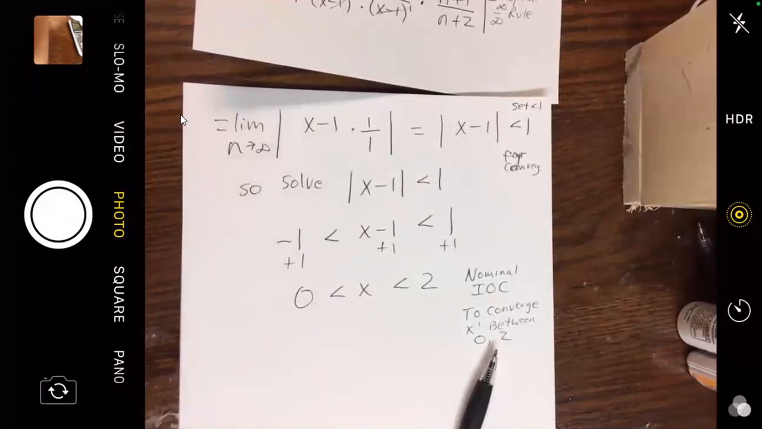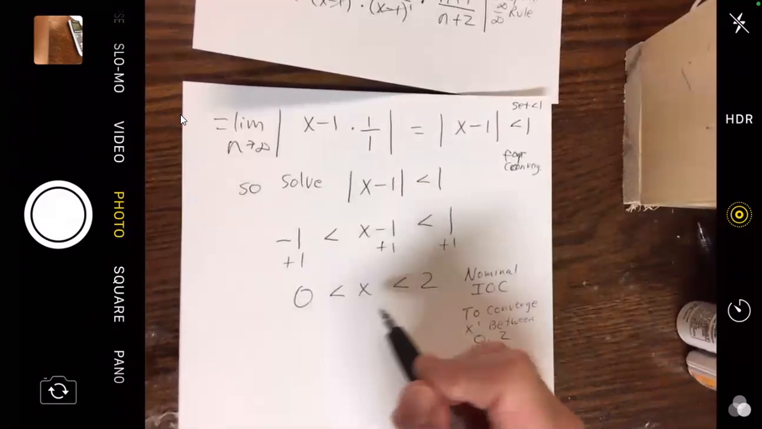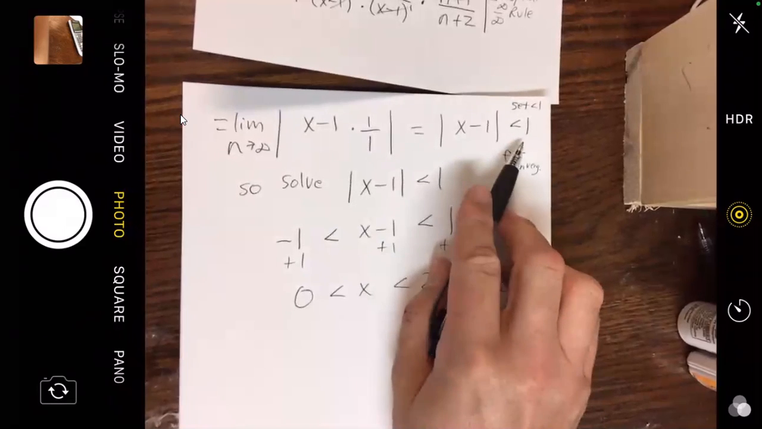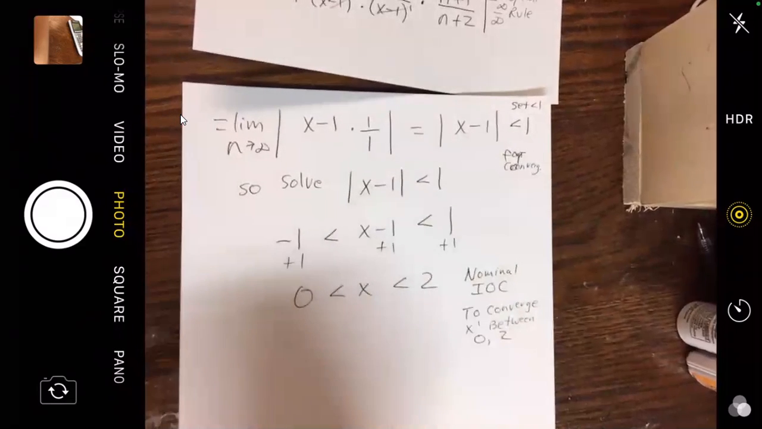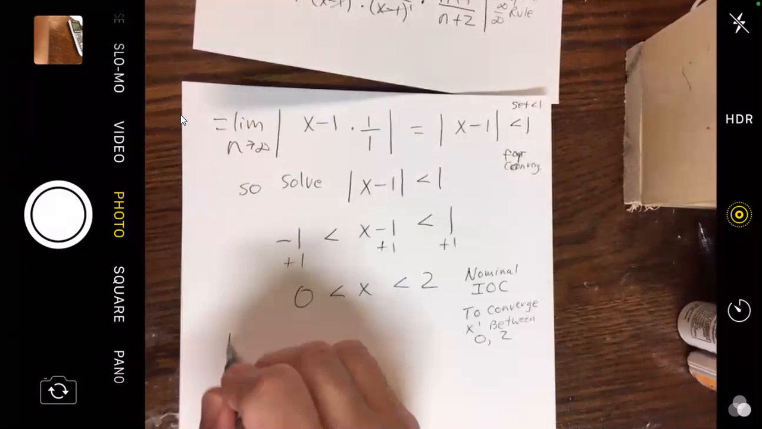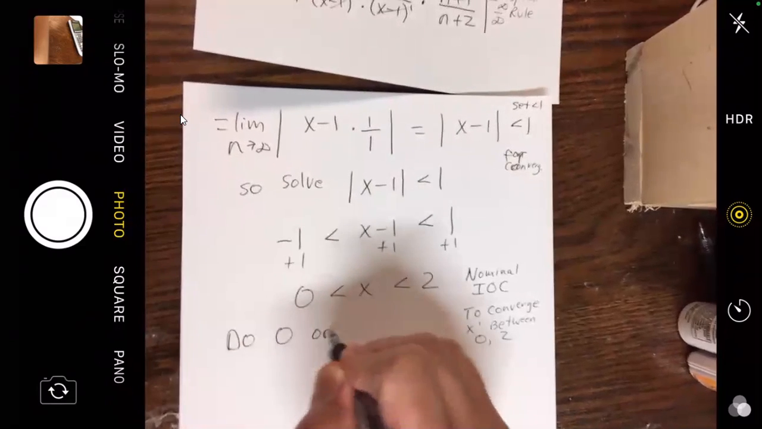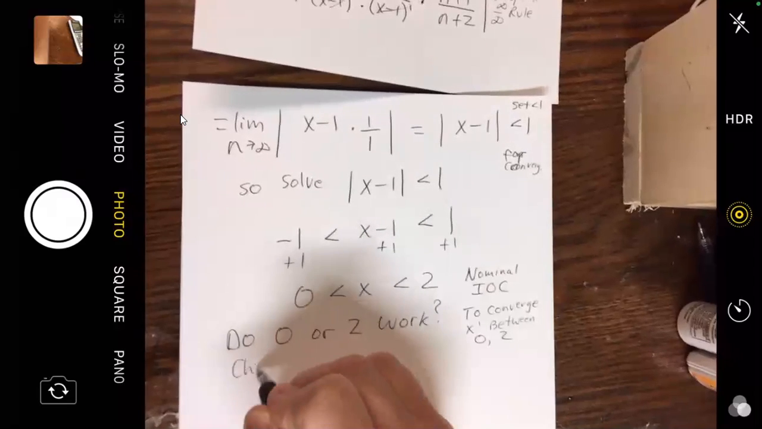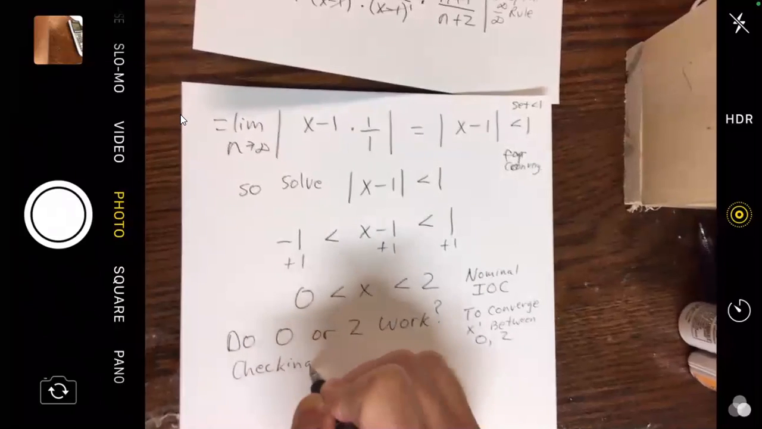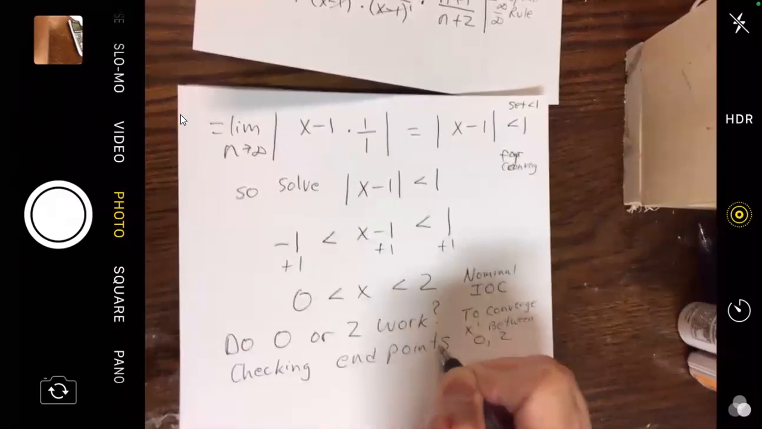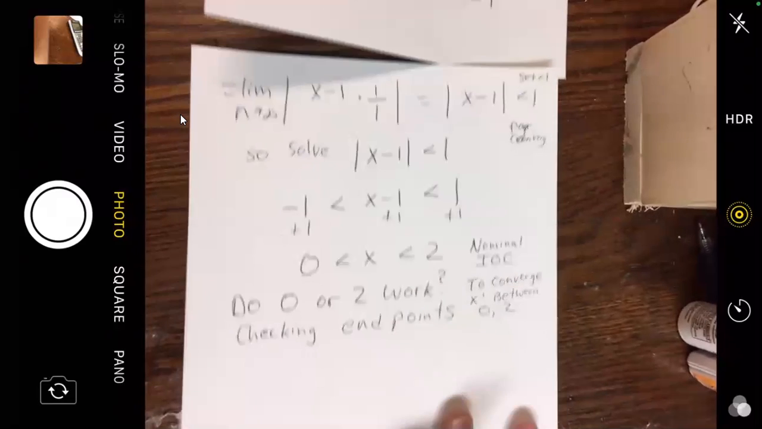Okay. So we've written strict less thans again because that was the condition to converge on the ratio test. But I really haven't nailed down whether 0 works or 2 works. Do 0 or 2 work? That's called checking endpoints. I know you're dying to know.